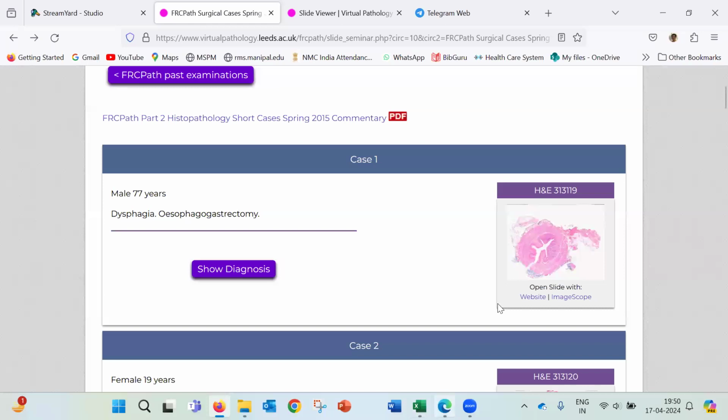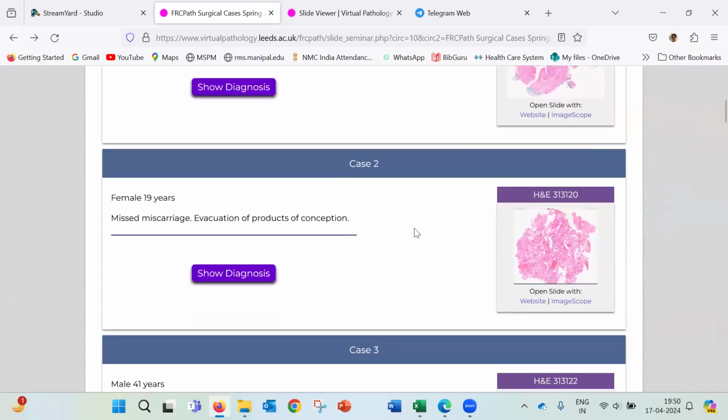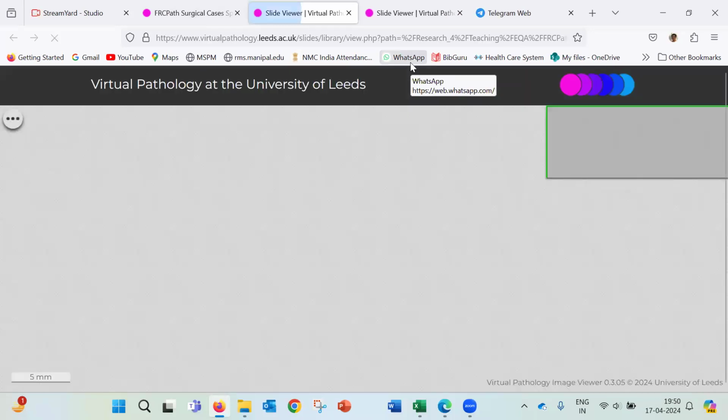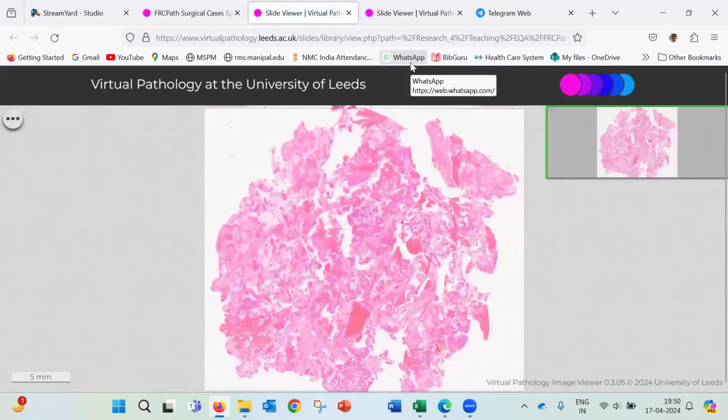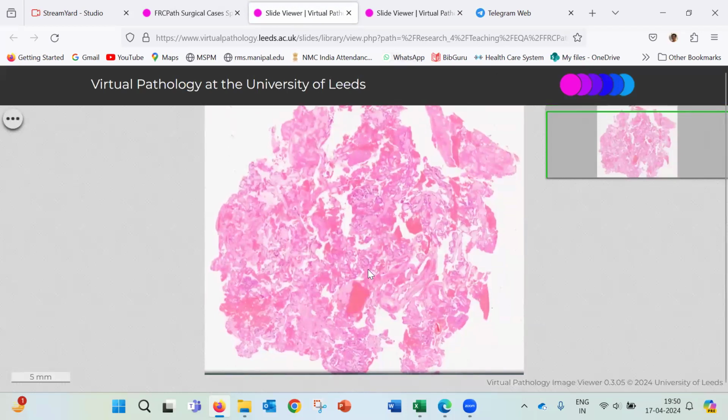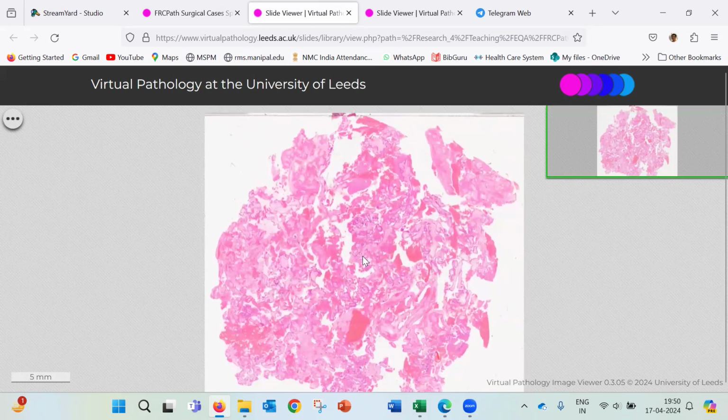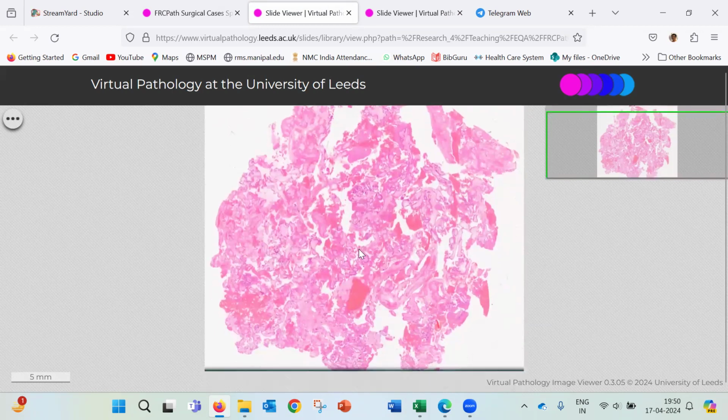Okay. So moving on to case 2, that is a young female, 19-year female patient with missed miscarriage and evaluation of the product of conception. Remember that the product of conception, this kind of specimen is quite regularly given in an exam. You need to see whether it is a normal product of conception, that is a retained product, or there is some evidence of molar gestation.